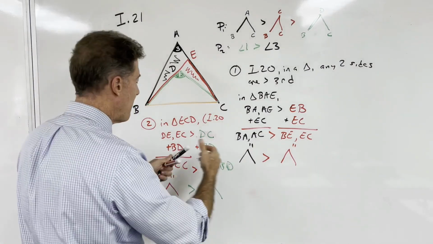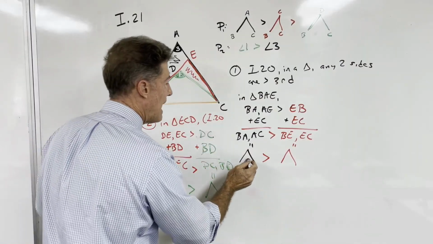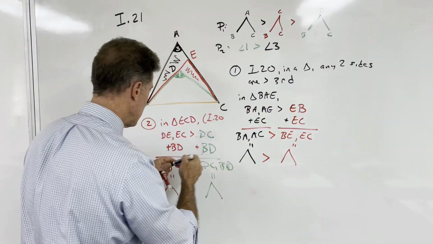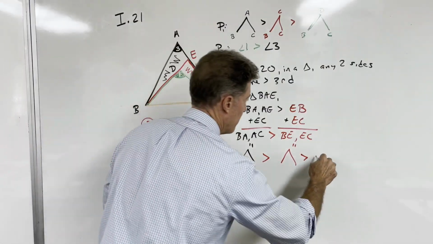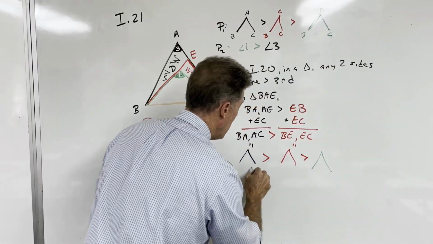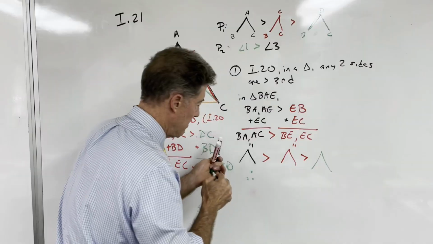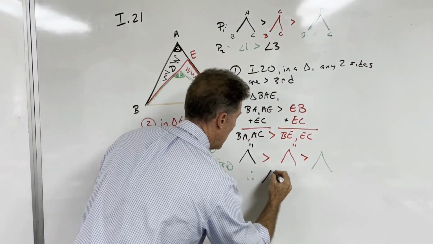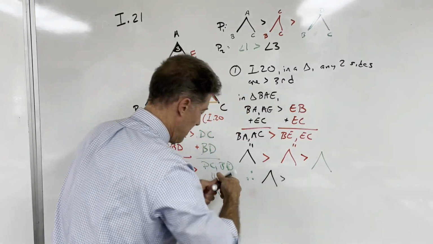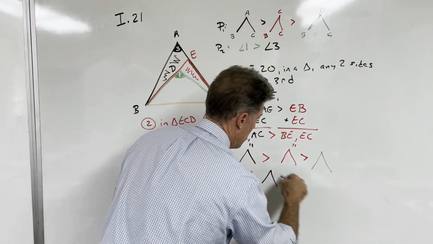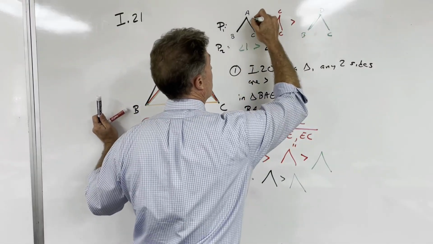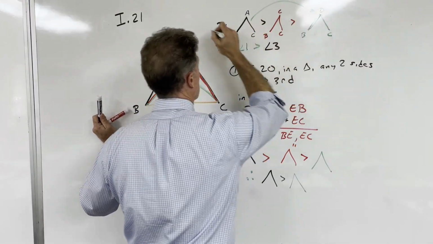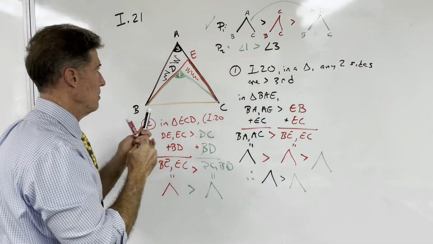Well, now we have all the parts that we need. We know that the black legs are greater than the red legs, and the red legs are greater than the green legs. Therefore, we can conclude that the black legs are greater than the green legs through this middle term. So that's the first thing. We've now proven that this is greater than this. And that's the first thing we're trying to prove.